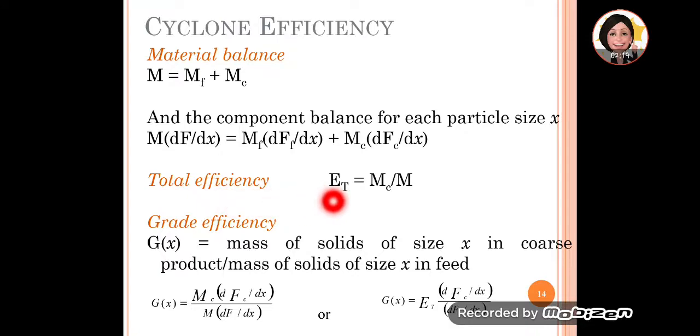So the total efficiency of the cyclone is based on the mass of the coarse product that is separated from the cyclone, and so it is a ratio from the total solid mass in the separator. And grade efficiency is the mass of solids of a particular size in coarse product over the mass of the solids of size X in the feed. So this is the ratio, and that is grade efficiency. So we can find out for each solid size how efficiently it has been removed in that particular cyclone.